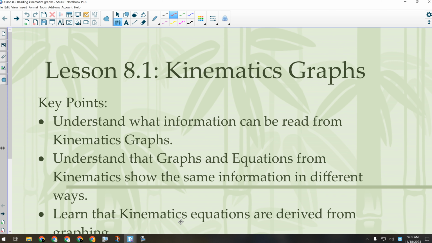In that lab, what should go on the x-axis? Time or position? Time. Now, sometimes people have a problem with that when I say this. Time is the manipulated variable. Can you manipulate time? No. Yes, you can.